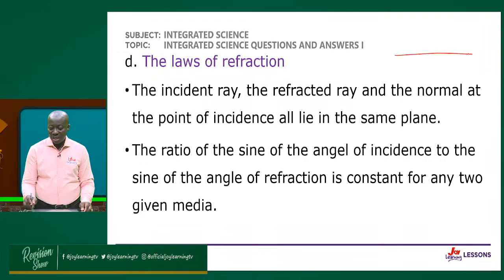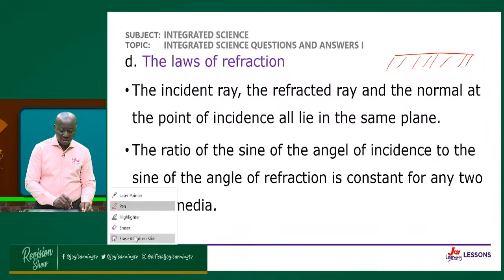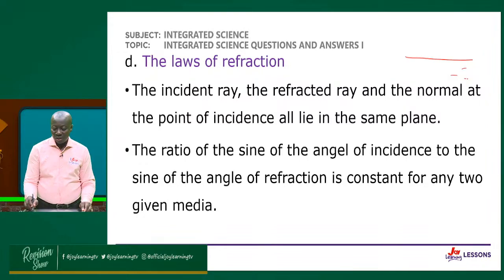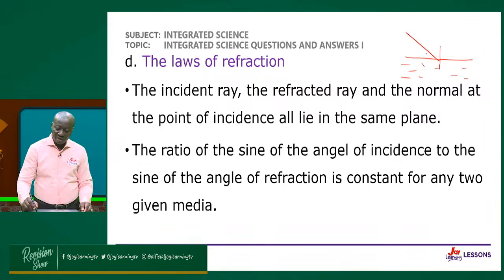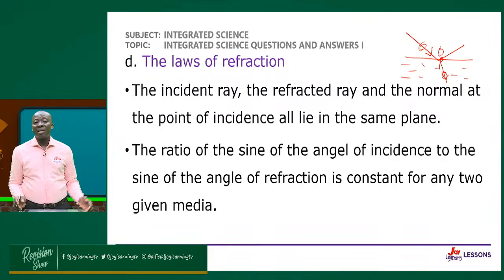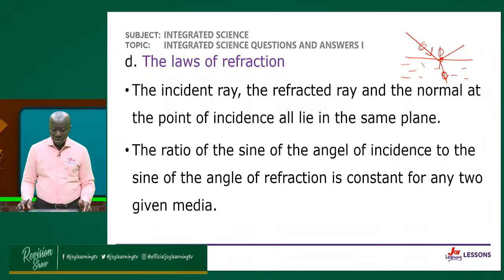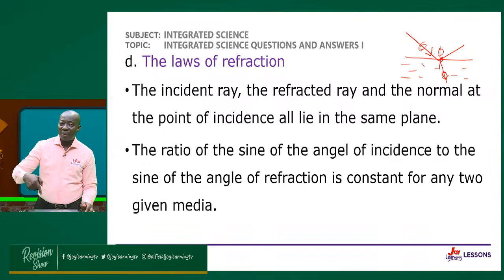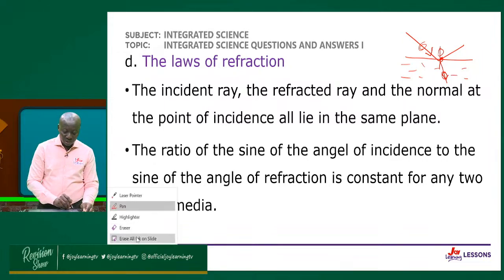So if you have two media, let's say this one is water, all right. We have water here, and then you have what you call a normal, that is a line at 90 degrees to the surface, and then we have an incident ray coming from this direction. Upon entering the water, it bends towards the normal, isn't it? So we say it has refracted. The incident ray, this one, the refracted ray, that one, and the normal at the point of incidence, this point where they are all meeting, they all lie in the same plane. So it is similar to that of reflection, except that for reflection it's on the same surface, but with this one, one ray enters into another medium. So take note of that.